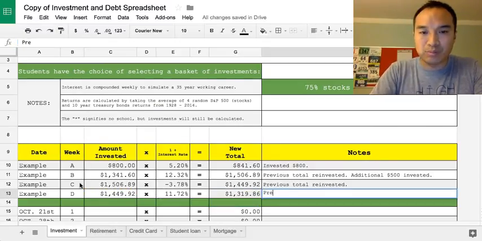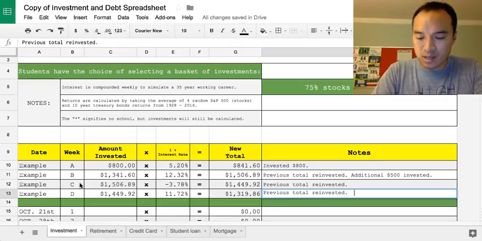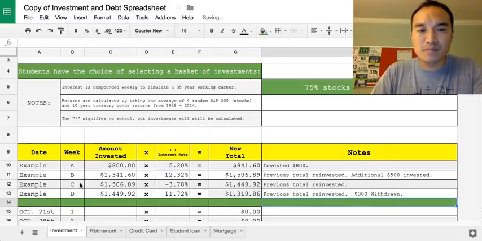So I'm going to type in previous total reinvested and $300 withdrawn. There we go. All right, so that's the investment sheet. Let's move on to retirement.